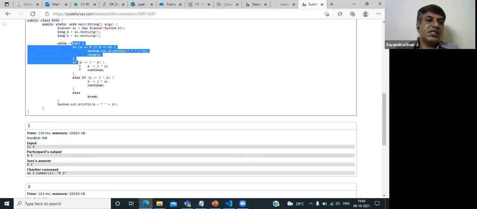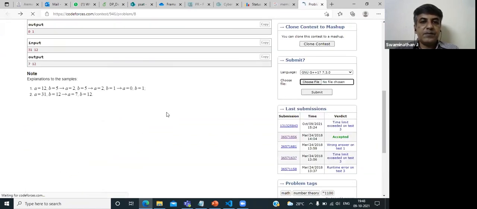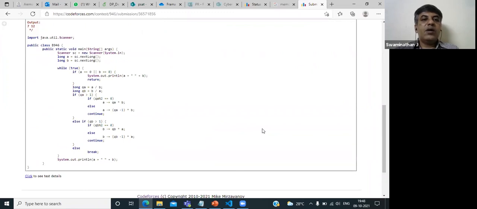The complexity will be very huge because you are doing subtraction. But if you use a division method, you can get there very fast. So now let's look at that particular solution. This is an accepted solution. I can go into it and see that.